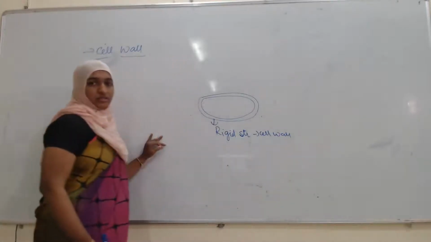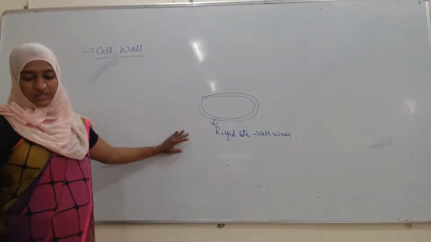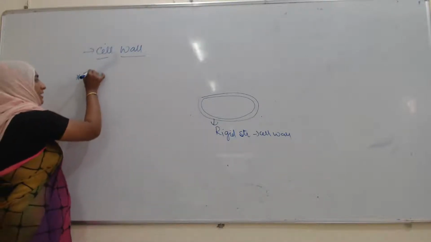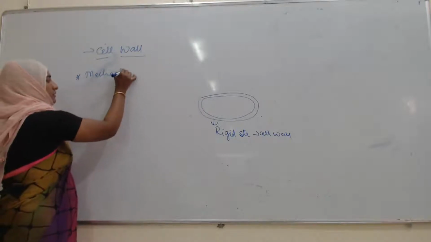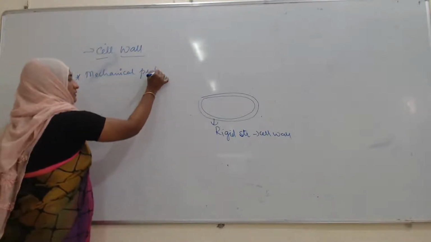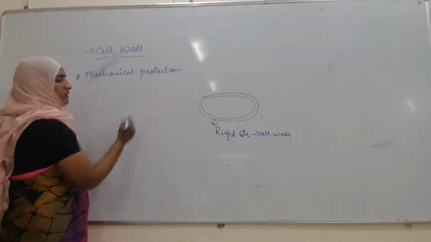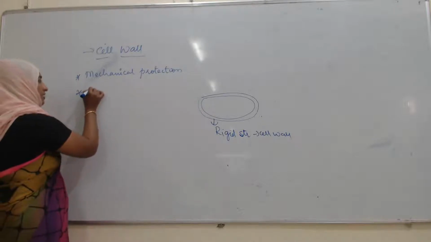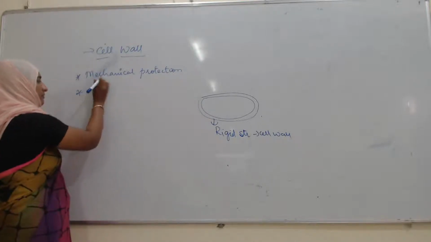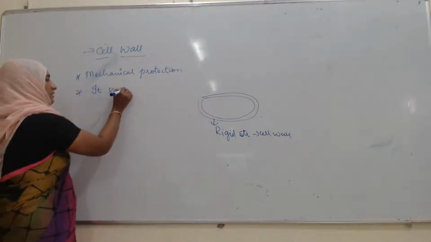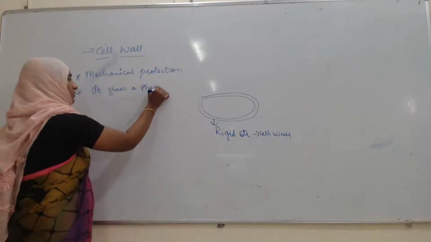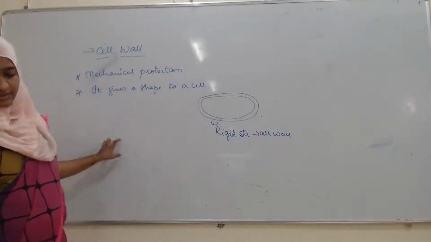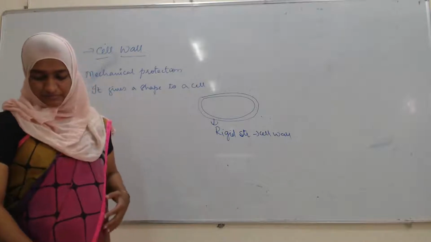What is the function of a cell wall? Here, the cell wall of bacteria, first of all, provides mechanical protection. The second thing, it provides a particular shape. It gives a shape to a cell. Okay. The next thing here, the cell wall.